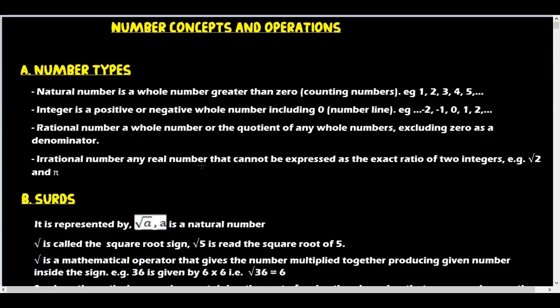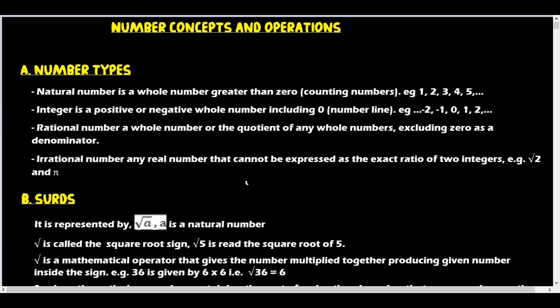Number concepts and operations. Number types. All numbers are real numbers: natural numbers, integers, rational numbers, irrational numbers. Rational numbers are usually fractions, like 4/3, 10/11, and so forth. These are what? These are rational numbers.